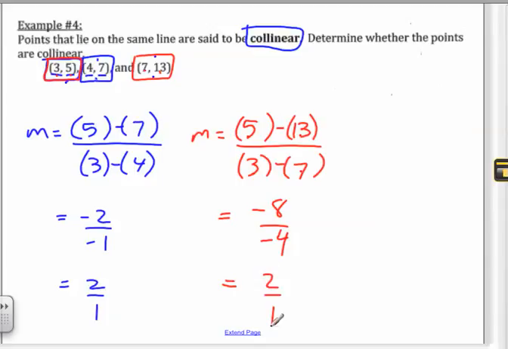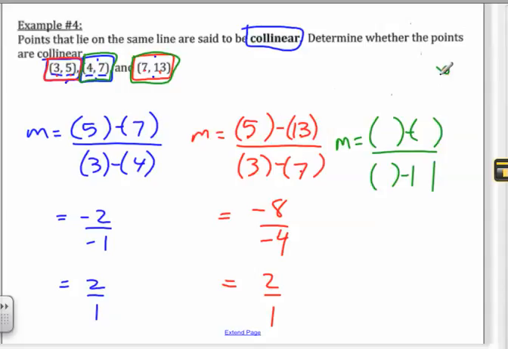I only have 2 other points to check. I'm going to check this one and this one. So the slope is equal to y minus y over x minus x. Let's plug in. I'm going to do 7 and 13, and I'm going to do 4 and 7. And that's going to give me negative 6 over negative 3, which is positive 2 over 1.